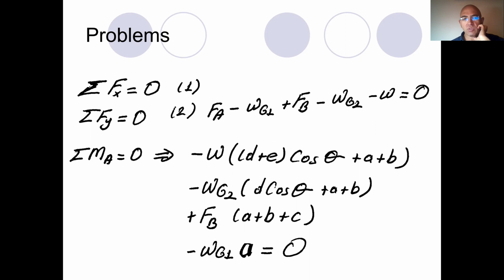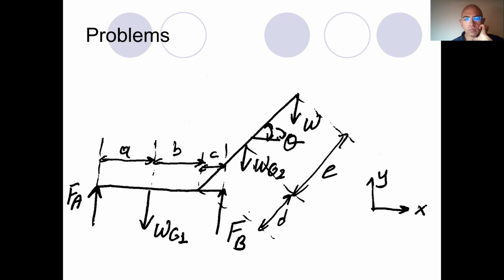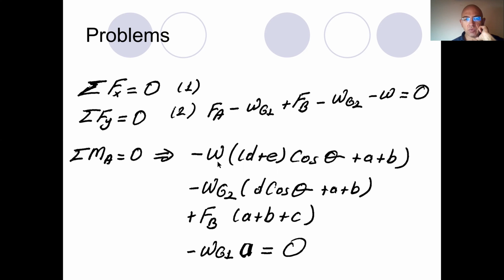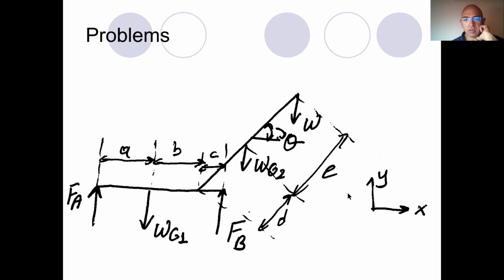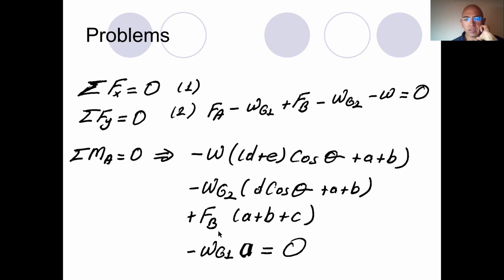I prefer to calculate the moment with respect to point A. In this case, W will generate a moment with the distance A plus B plus cosine theta multiplied by D plus E. So this is the moment generated by the weight carried by the crane. Now, the moment generated by the boom is WG2 times D cosine theta plus A plus B. Finally, the moment generated by the force coming from the ground to the track B is FB times A plus B plus C, and at last the moment generated by the weight of the crane, that is WG1 multiplied by A.